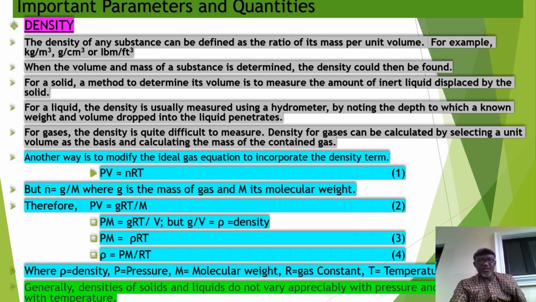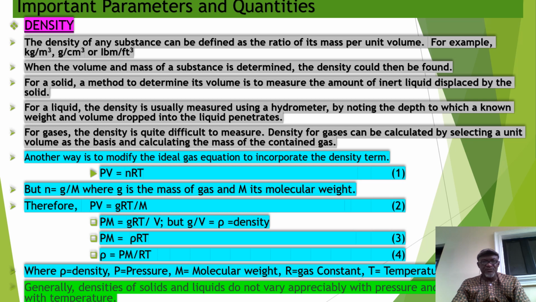Okay, let's start with density. The density of a substance can be defined as the ratio of its mass per unit volume. So kilogram per meter cubed, gram per cm cubed, all these things are the units. Just define density as mass per unit volume, and that's it. So we'll have the mass. Once you know the mass and you know the volume of that substance, we can get the density of that substance.